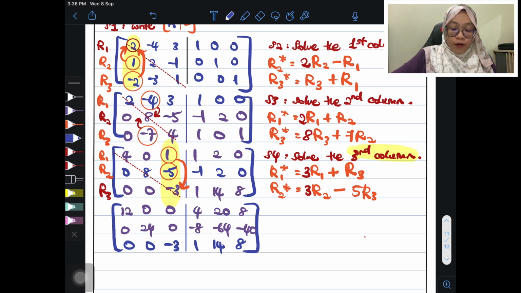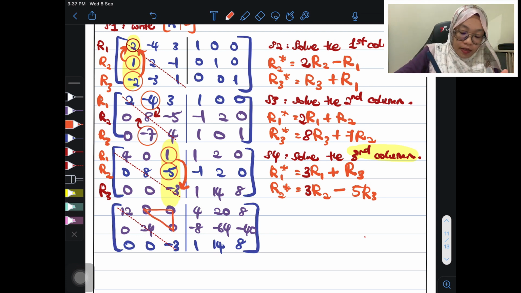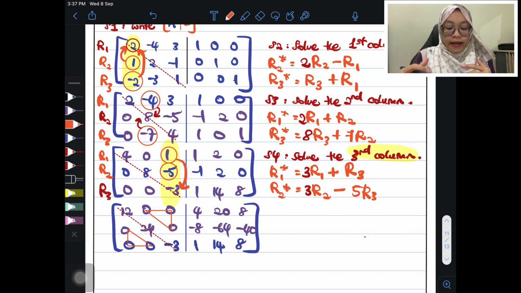Therefore, wow, you are almost done. You have to make sure that apart from this dotted line, you have successfully found 0, 0, 0 there. So you are almost there. You are almost there in finding your answer, you know.